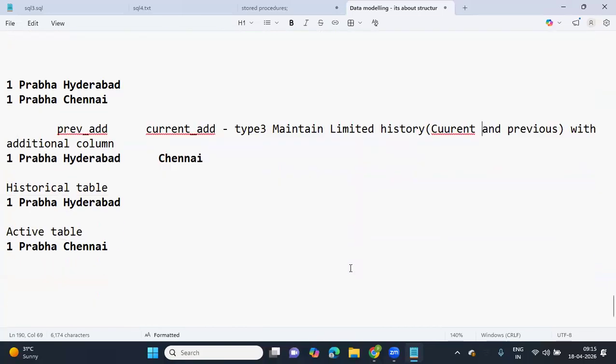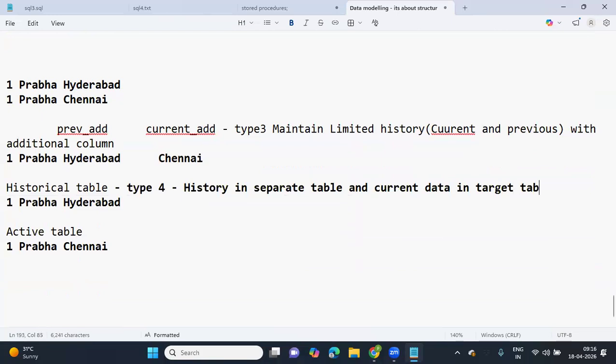Okay. And this is type 4, history stored in a separate table and current data in the target table. Okay, so this is about the slowly changing dimensions.